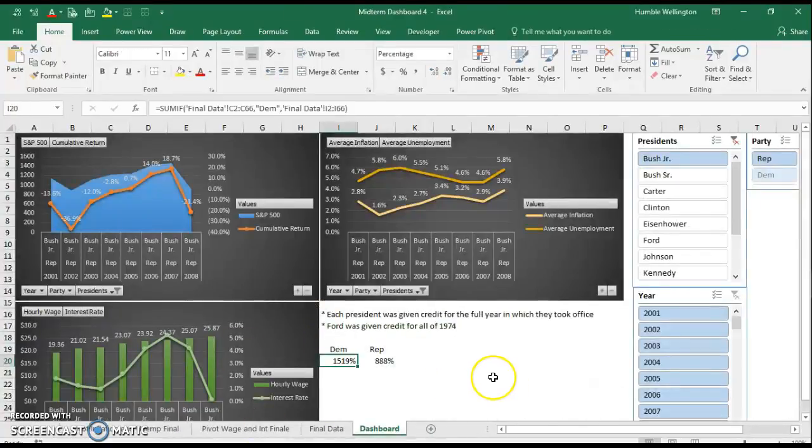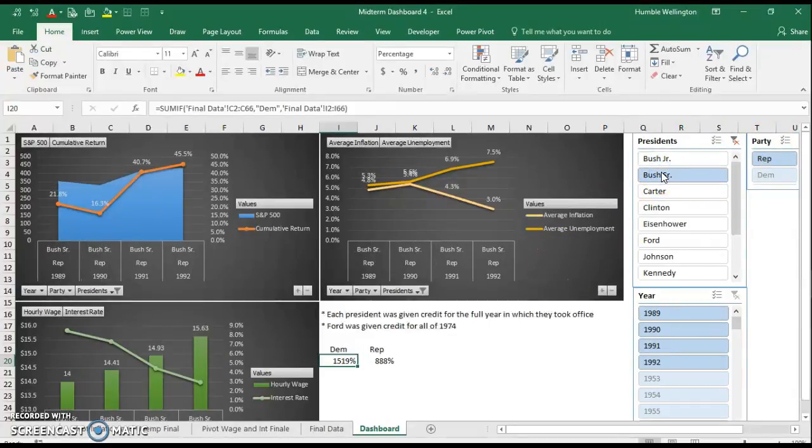And so just coming back here to my dashboard, we could play around with it now just to get a bit more insight as to how it works. So my three slicers are here: presidents, year, and party. And as I click each one, it changes the data set for each graph.